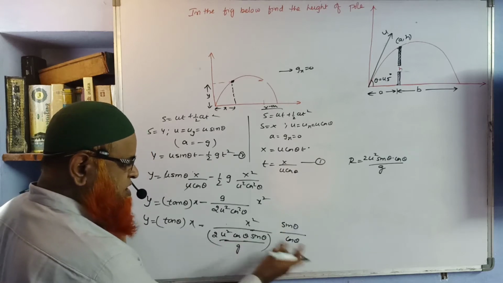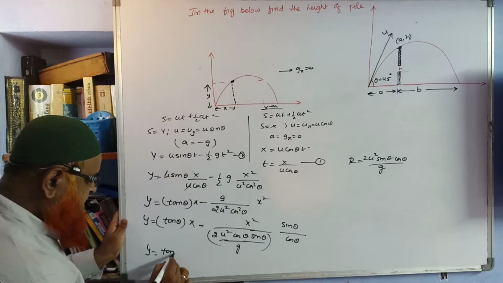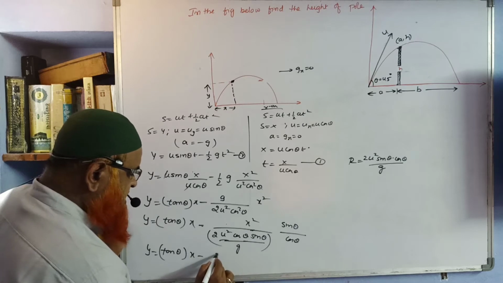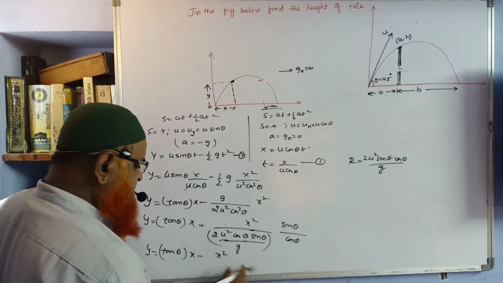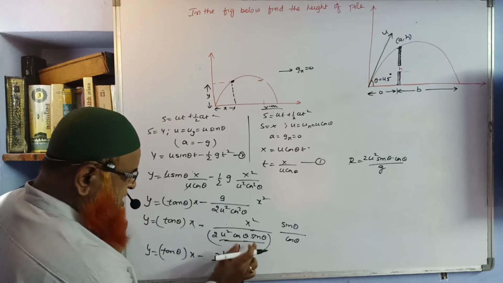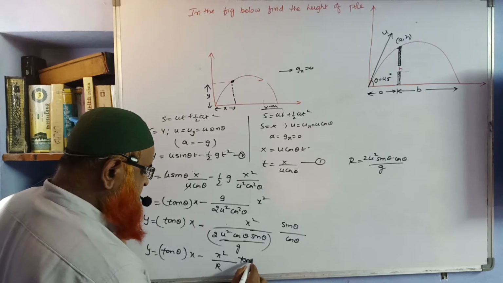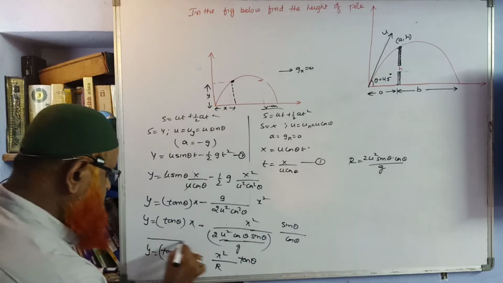This sin theta by cos theta is going to be tan theta. So let me write here: this is going to be tan theta into x minus x square, with sin theta and cos theta written as tan theta here, divided by this total part, which is the range R. This is the formula you are getting now.